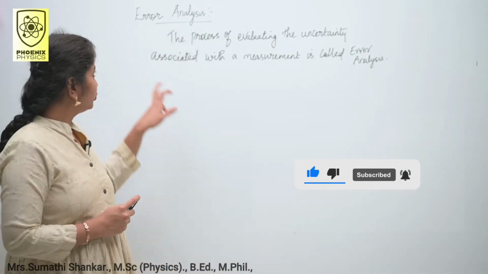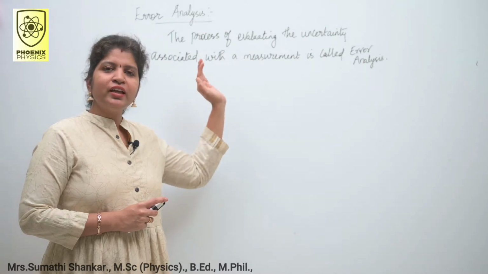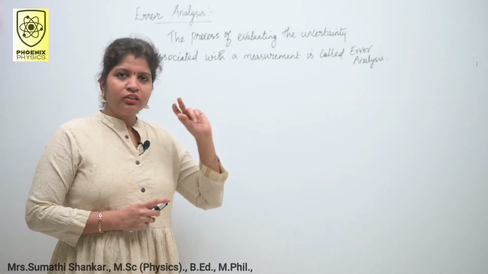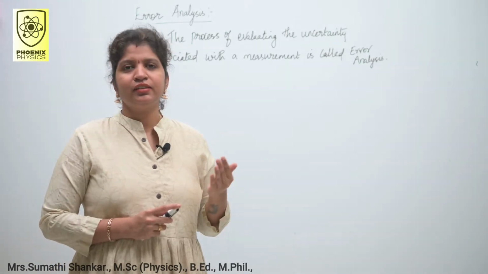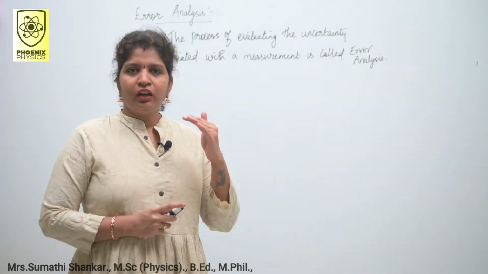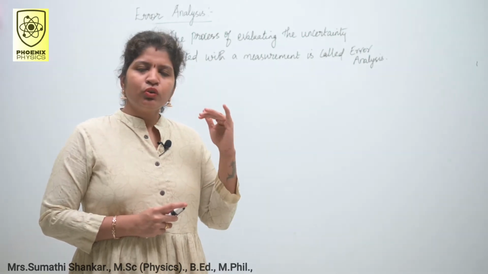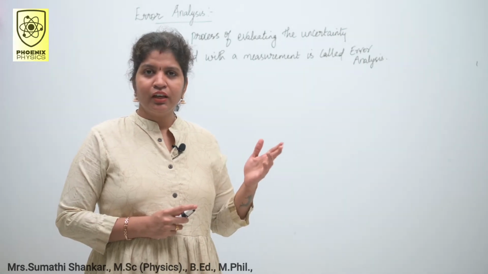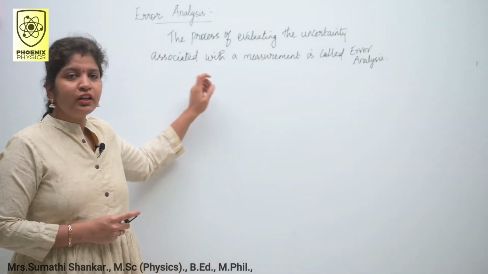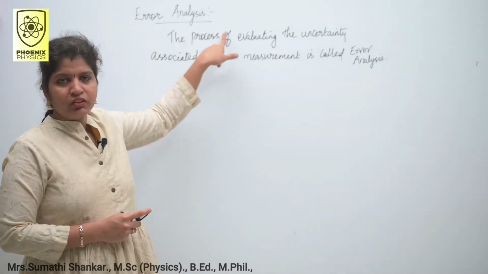Today we are going to learn error analysis. What is analysis? The process of evaluating uncertainty. What is uncertainty? It is nothing but error, right? So the process of evaluating the uncertainty associated with the measurement is called error analysis.